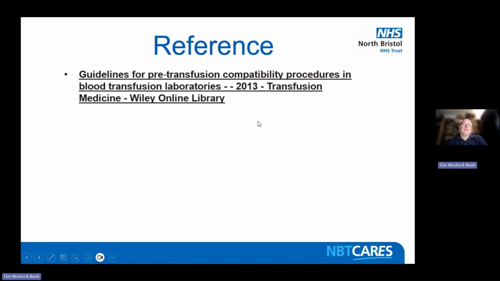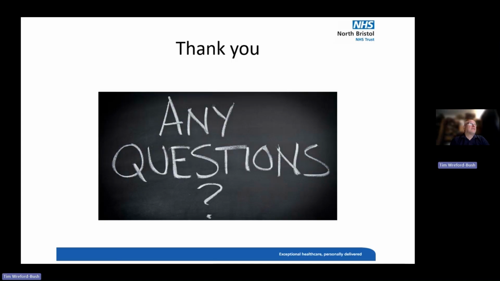For reference, I talked about comparative procedures. Do read them through. I think they're being updated and hopefully will be out soon. But I do like these guidelines. There's some good information in them. I just want to say thank you. Any questions?